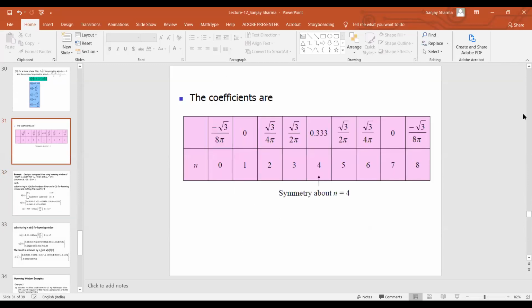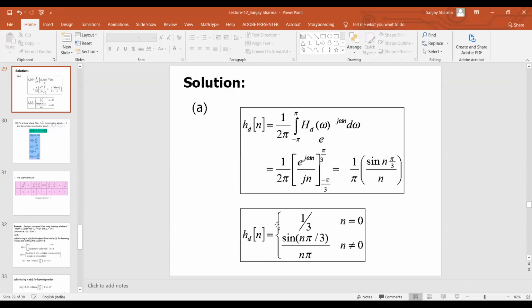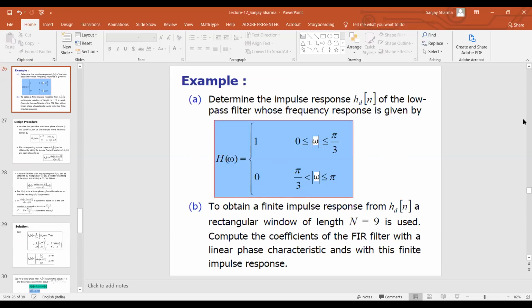I will talk about the symmetry and anti-symmetry. Now if you calculate using the window function, you will be multiplying this HDN with 1, right? You will get HN. So once you get HN, HN will be equal to HDN into WN. My WN is actually 1 for the rectangular window. And what is the value of N I am choosing?